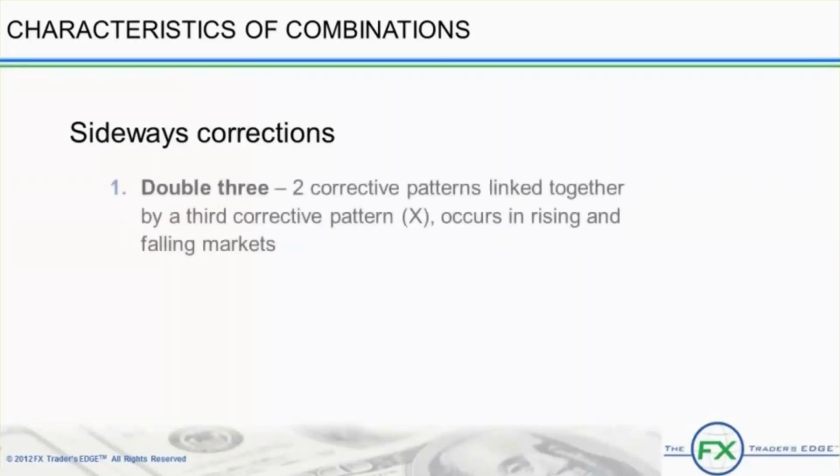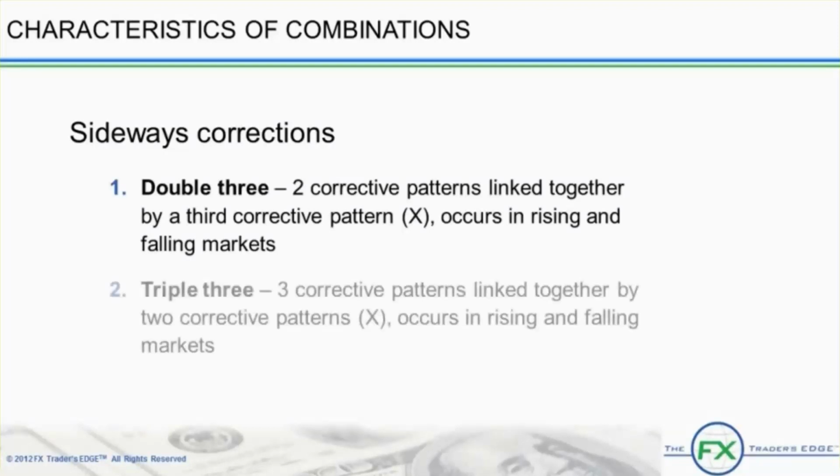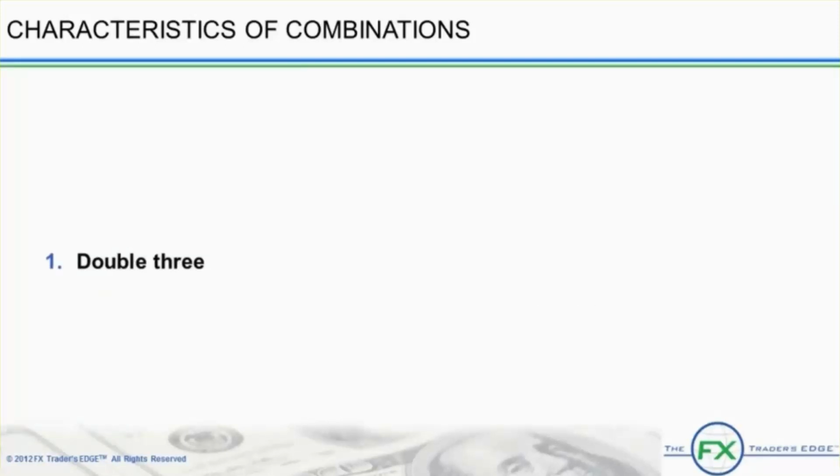A double three is 2 corrective patterns linked together by a 3rd corrective pattern X. It occurs in both rising and falling markets. A triple three is 3 corrective patterns linked together by 2 corrective patterns X. It occurs in both rising and falling markets. Let's review the double three.